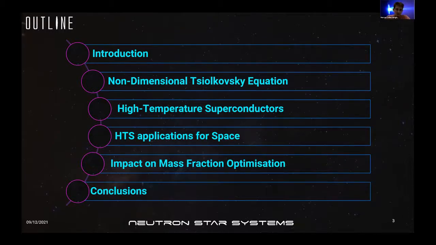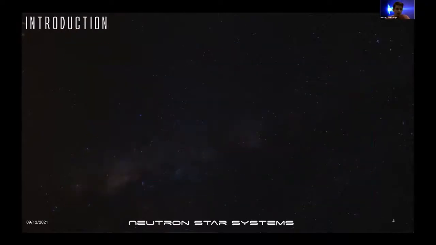To get you all up to speed, I'll start with what we call the non-dimensional Tsiolkovsky equation, which is the baseline of the whole study which we performed here. I'll introduce exactly what high-temperature superconductors are and why they're useful for space, and explain how they're an enabling technology by looking at their impact on mass fraction optimization, which is ultimately the goal of pretty much any space mission. To start with, we're going to start on the topic of in-space propulsion.